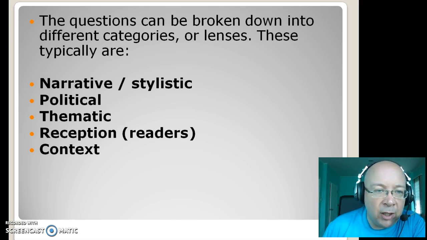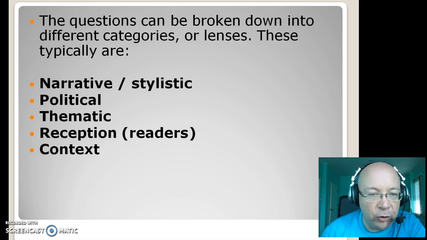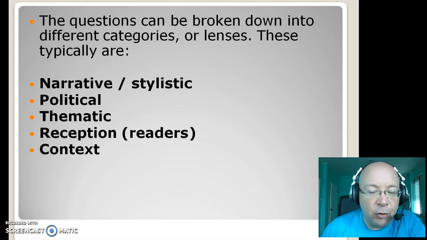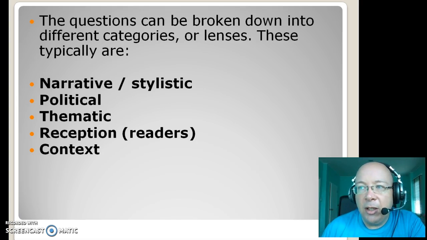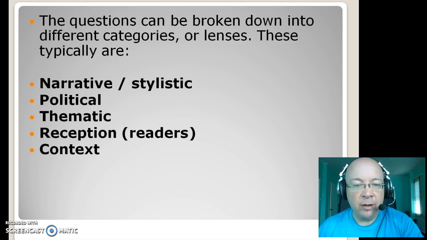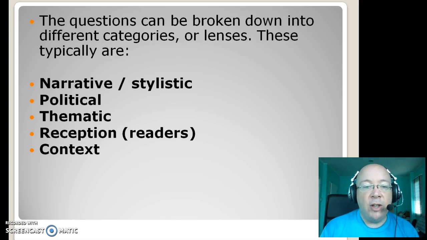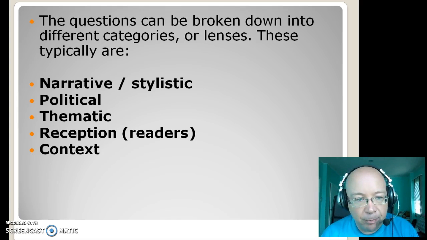Political lenses look at the situation around the text. What was happening at the time? Is the writer trying to make a point or a social message? Very often they are. Thematic obviously relates to themes, such as the loss of honour or the importance of pride or things like this. Reception theory or reader reception theory focuses on, as I just said, the way readers receive the text and how that changes over time.